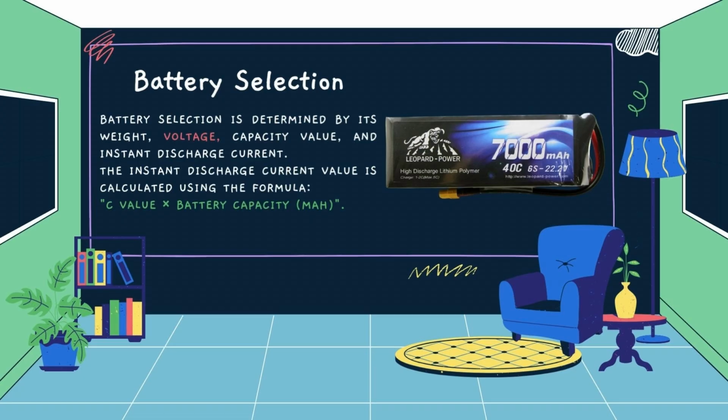The battery choice is made based on factors such as the battery's weight, voltage, capacity value, and instantaneous discharge current. The maximum instantaneous discharge current is determined to be above the total current drawn by the unmanned aerial vehicle. The battery voltage is chosen to be compatible with the motor voltage. The battery capacity is determined to be at an optimal level so that the battery weight does not negatively affect the current drawn.